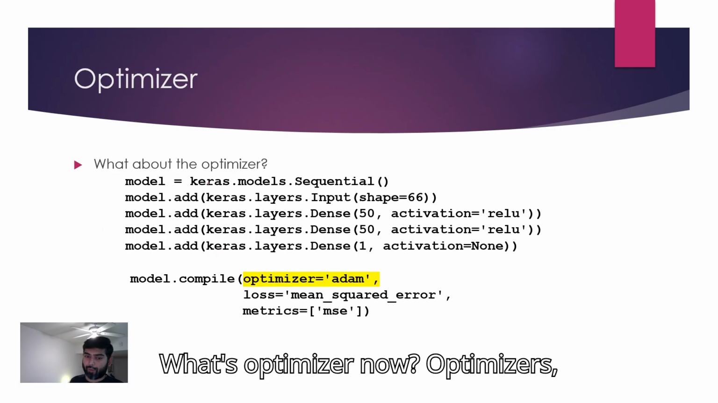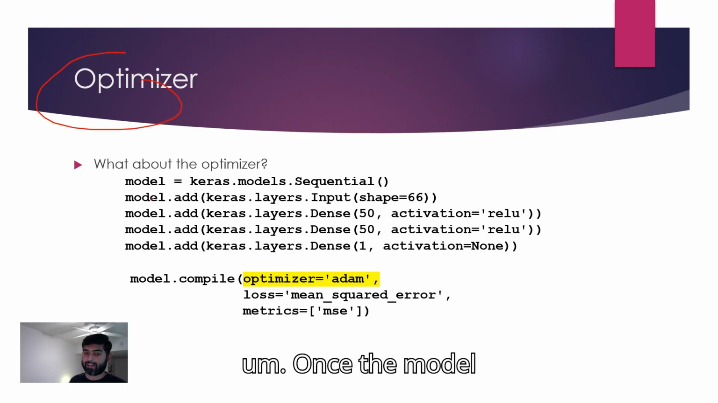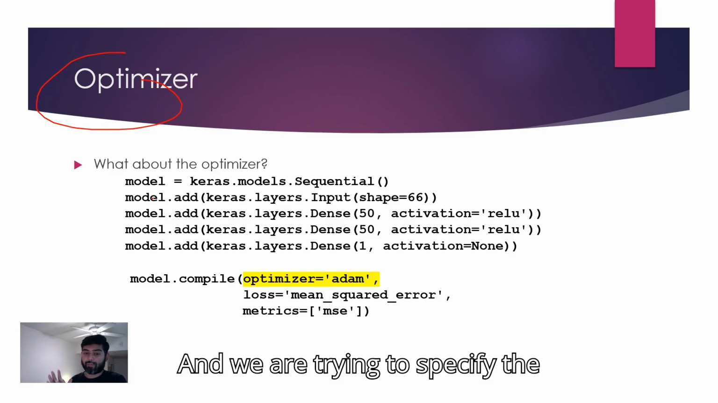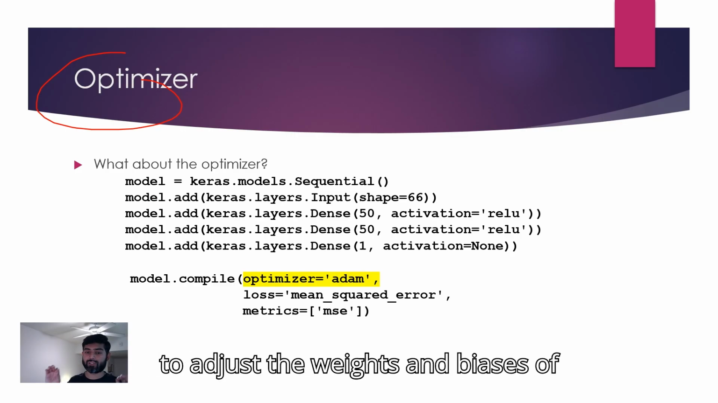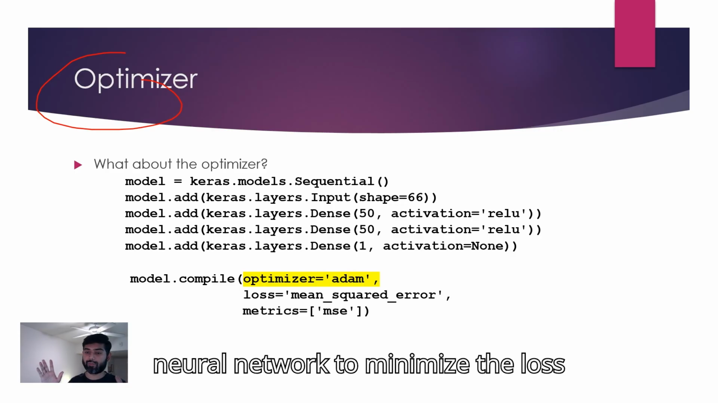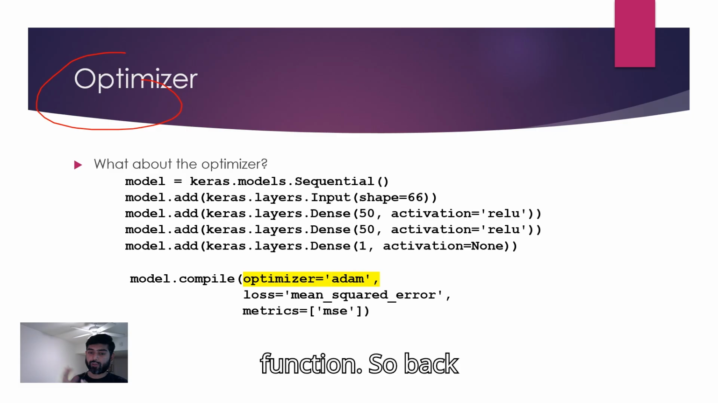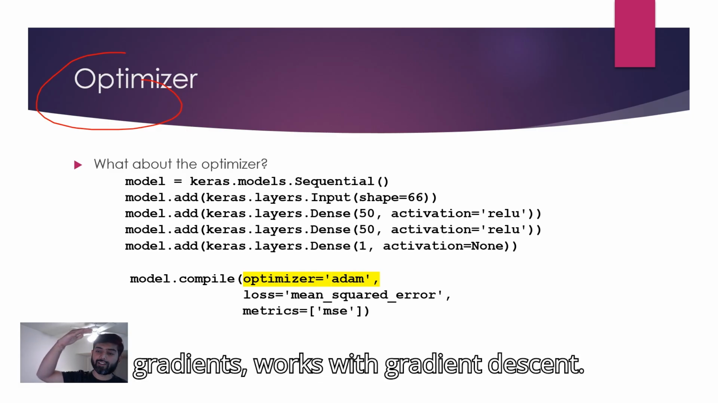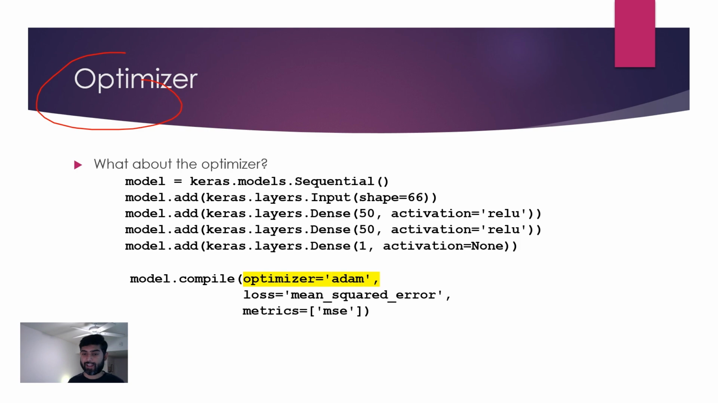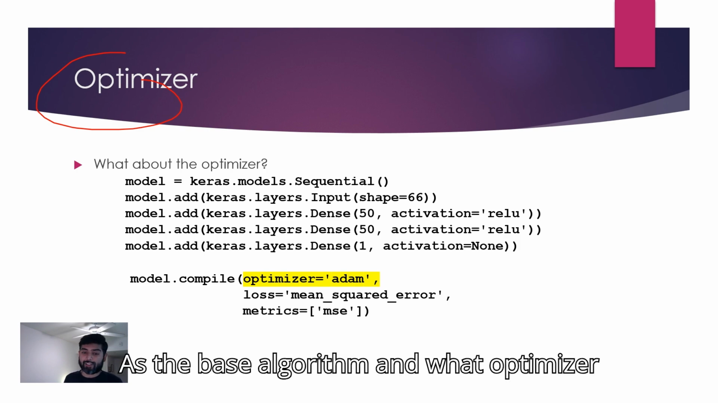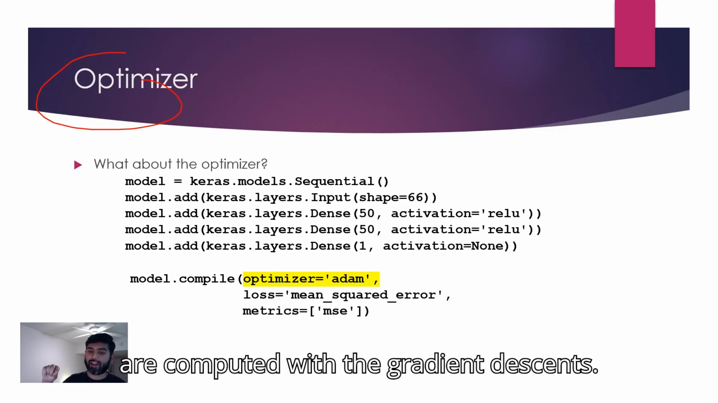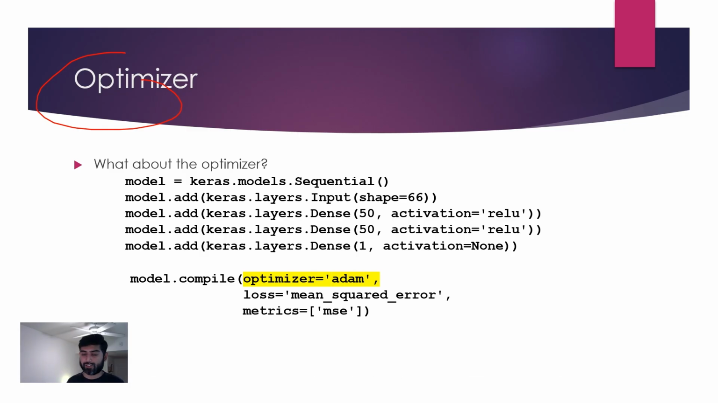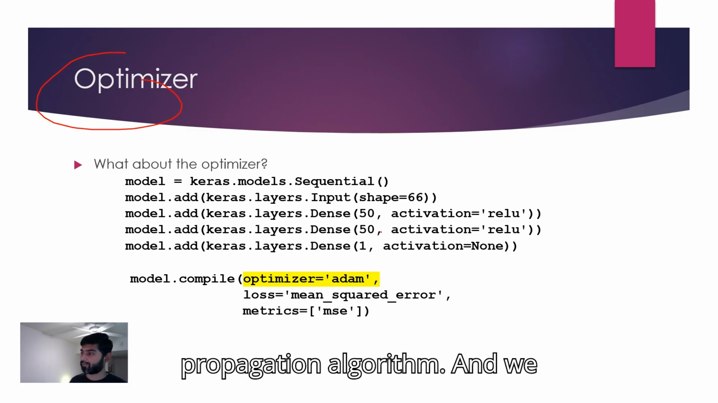What's an optimizer now? Once the model is defined, we compile it, and we specify the optimizer, how the weights update. In deep learning, optimizers are algorithms used to adjust the weights and biases of a neural network to minimize the loss function. The backpropagation algorithm computes the gradients, working with gradient descent as the base algorithm. The optimizer algorithm then updates the weights using those gradients computed with gradient descent. So it works hand in hand with the backpropagation algorithm.